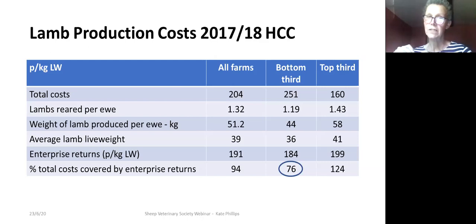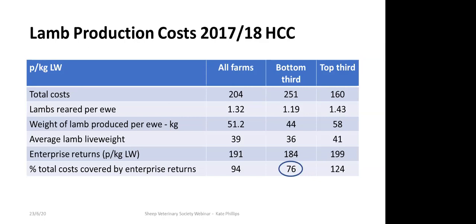So you can see in terms of the total costs covered by enterprise returns, the top third are at 124%, so they're actually in profit, whereas the bottom third are only getting 76% of their total costs covered by the returns from the marketplace. So a very different way of looking at the data, but still a valuable way, because that really does help farmers focus on the market price relative to what it's actually costing them to produce the animals.